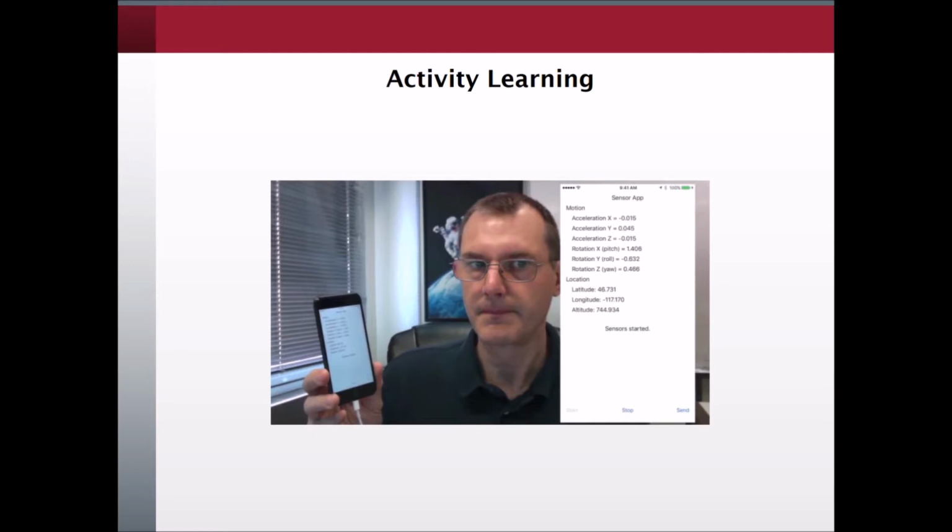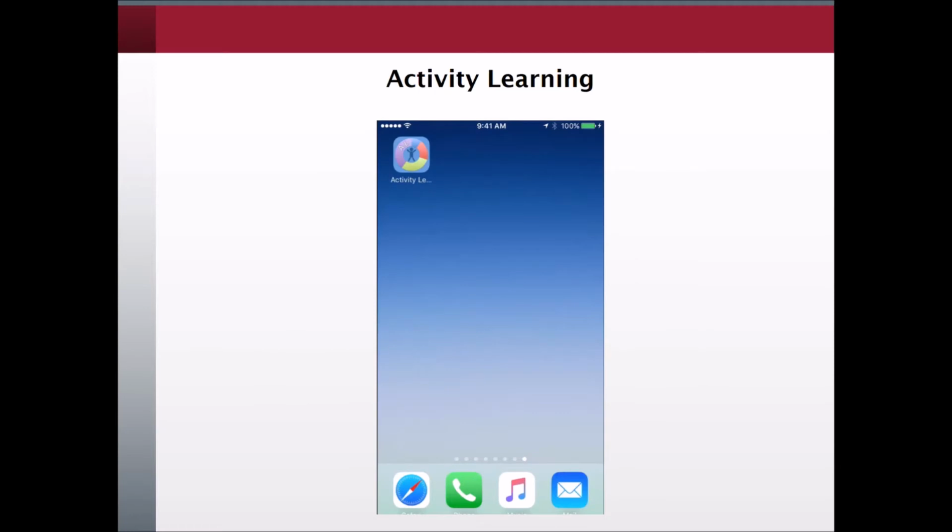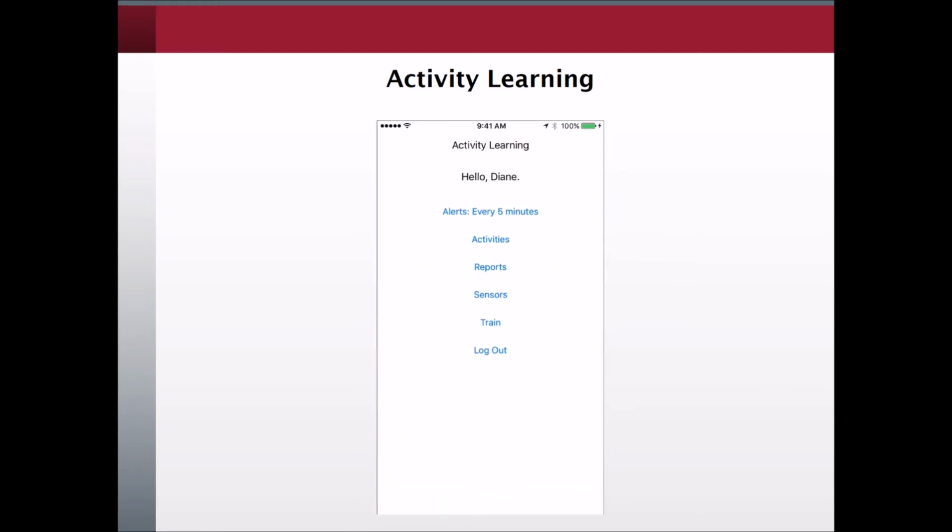So the question is, how can we use this collected sensor data to automatically recognize the activity that that person is performing at the time? That captured knowledge could be used inside, for example, an activity learning app that you can now design and implement based on what you've learned in the previous videos. In this example app, we'll call this app activity learning.